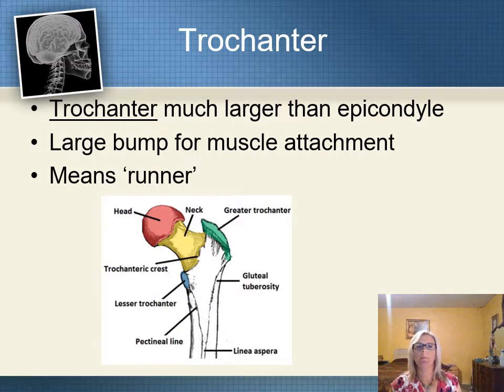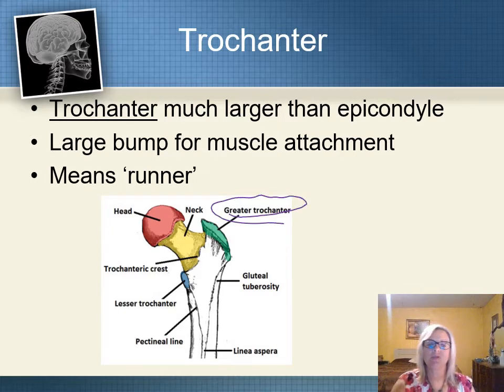A trochanter is a much larger bump than an epicondyle, not so much of a projection. It's for muscle attachment, and it means runner. And so we can have greater trochanters like this one right here. Greater means the larger one, and then a lesser trochanter, and of course lesser is going to be the smaller one.